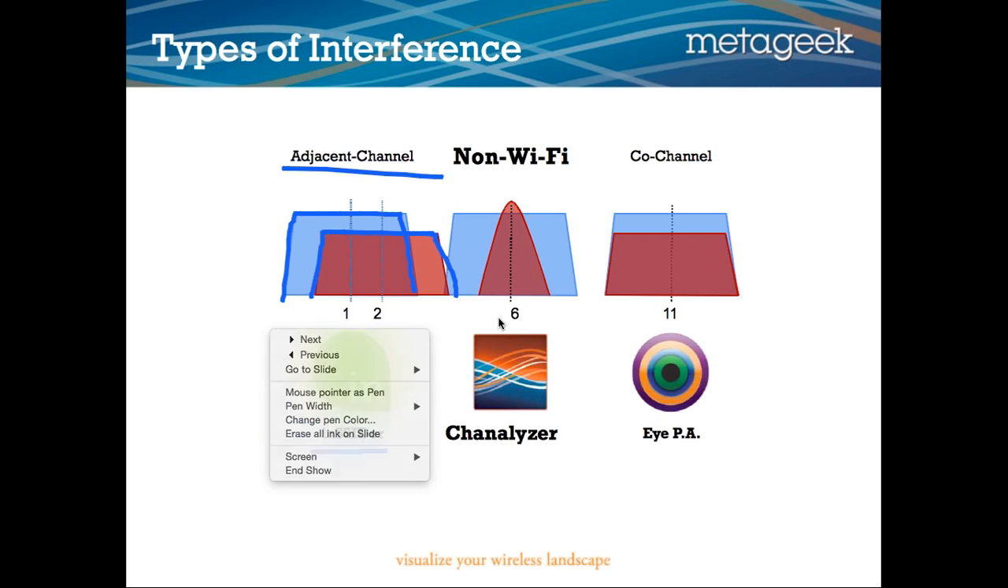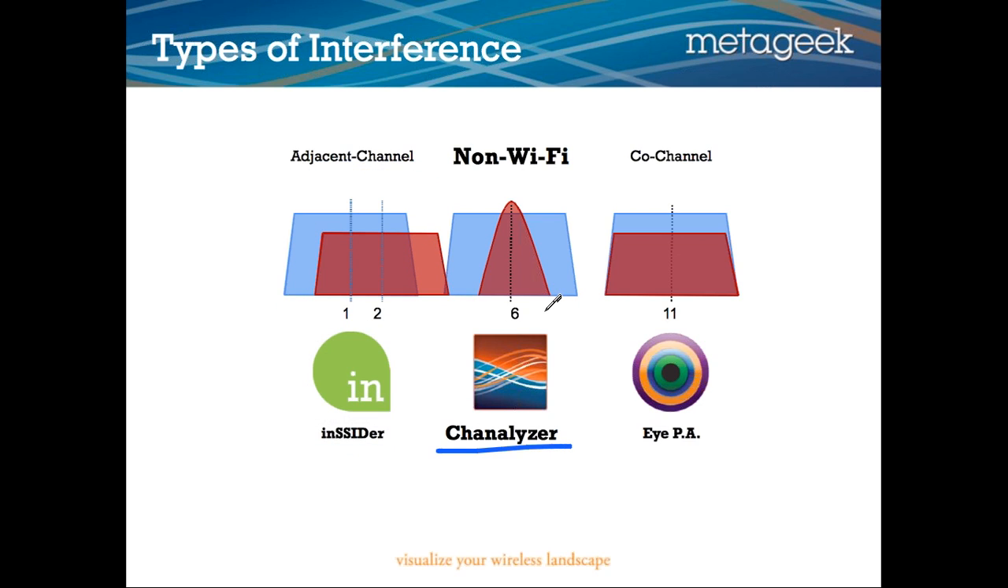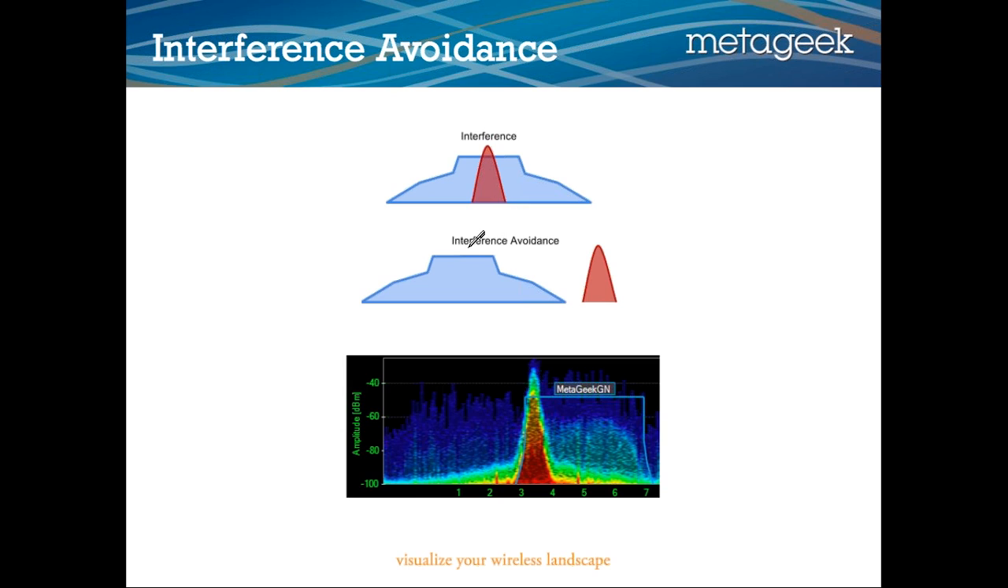But Chanalyzer and a Wi-Spy are very special in that they can hear more than just the Wi-Fi networks like Insider can. Not only can they hear the Wi-Fi networks from your wireless adapter on your computer, but they can hear the non-Wi-Fi devices as well. They can hear the devices that aren't speaking Wi-Fi. They can hear the devices like cordless phones or microwave ovens and all those things that generate activity in the 2.4 gigahertz band.